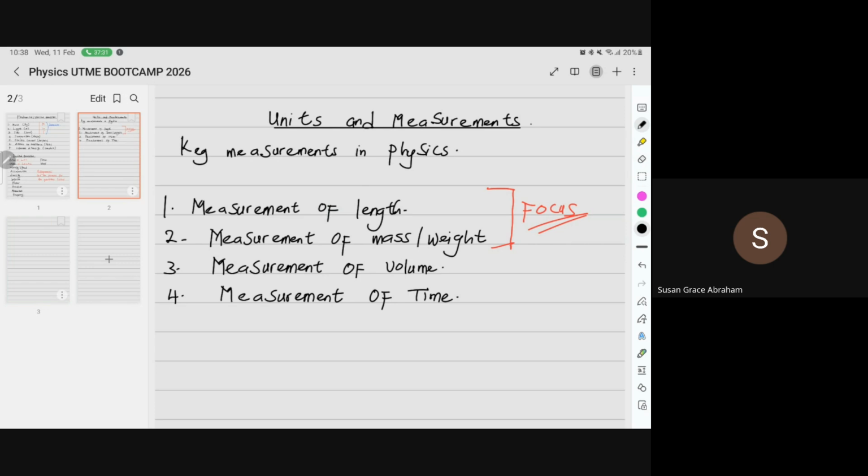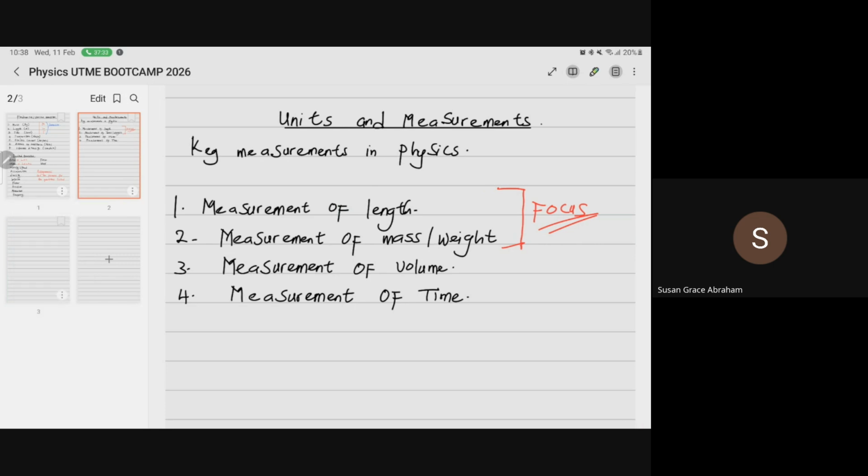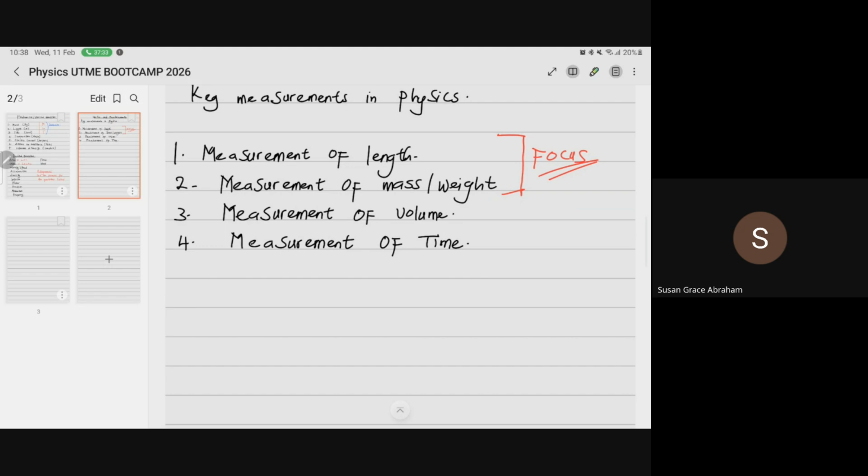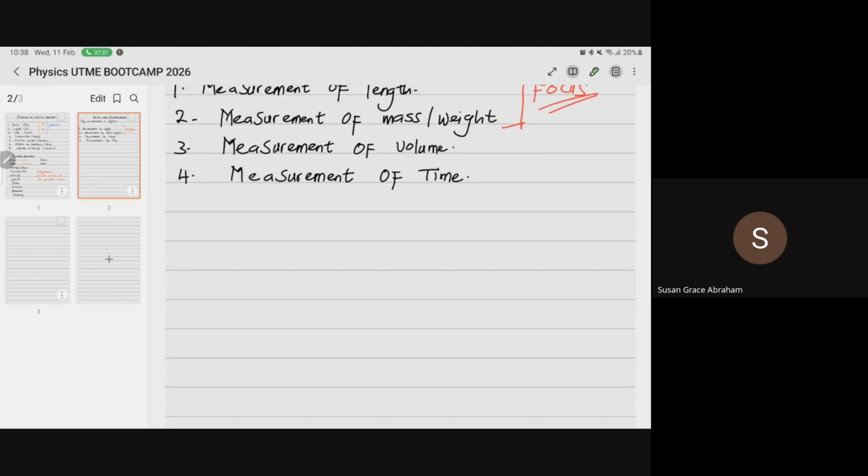So this is measurement of length. All right. So let's quickly focus on the measurement of length and look at the key things we are going to pay attention to. So remember your assignment. The assignment I gave was to do what? To check out for what? The measurement of what? Of length and time.